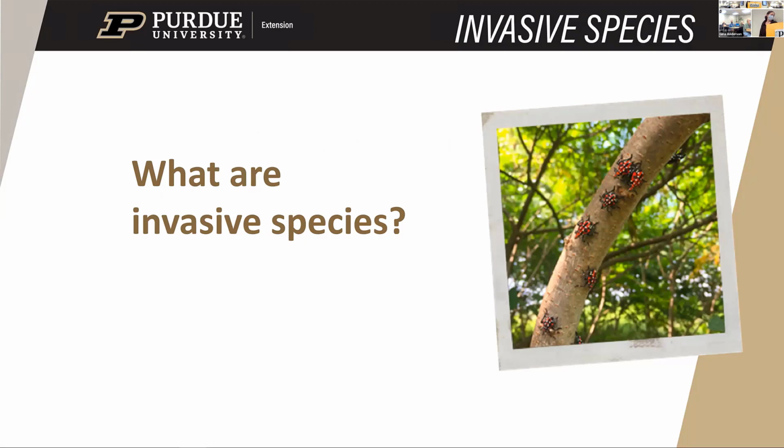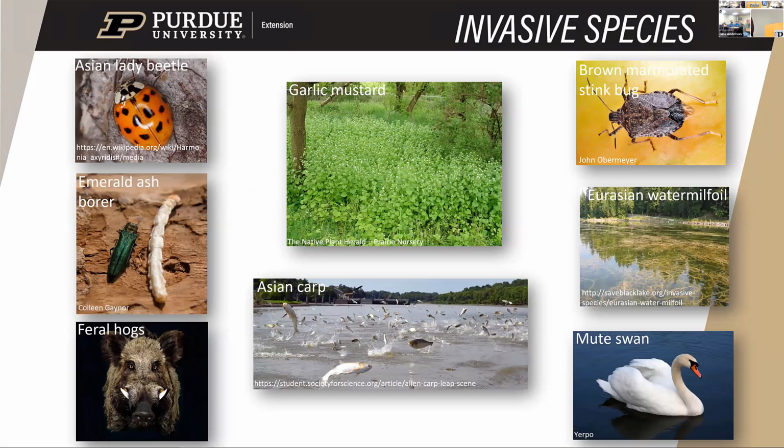Okay. Here are some examples of common ones. So the Asian lady beetle, which is really more of a nuisance than anything else. We have the emerald ash borer, feral hogs. We've got garlic mustard, Asian carp, mute swan, Eurasian watermilfoil, and brown marmorated stink bug. So pretty common ones that we hear about frequently.